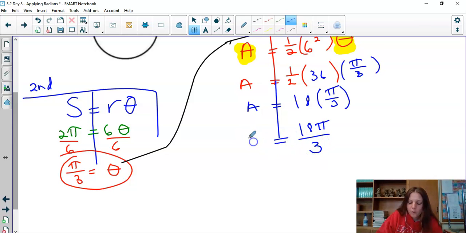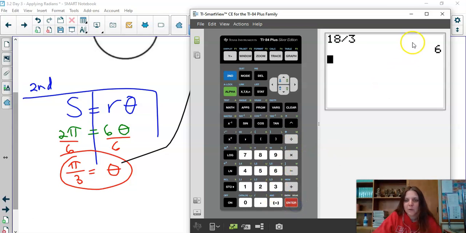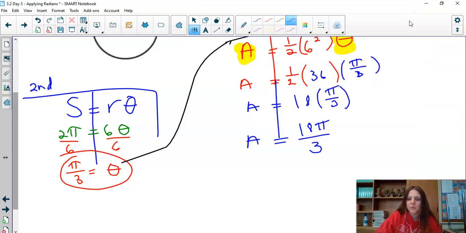Now, hopefully this helps you to see that 18 and 3 are divisible. So you can take the 18 divided by 3, and that will equal 6. If you need to type that into the calculator, it's just simple. You just type in 18 divided by 3 like you normally would, and you see that it equals 6. So you have 6 pi.